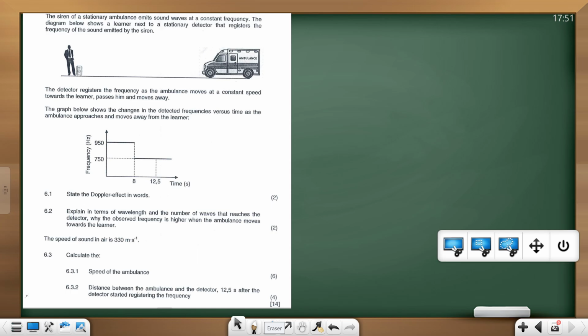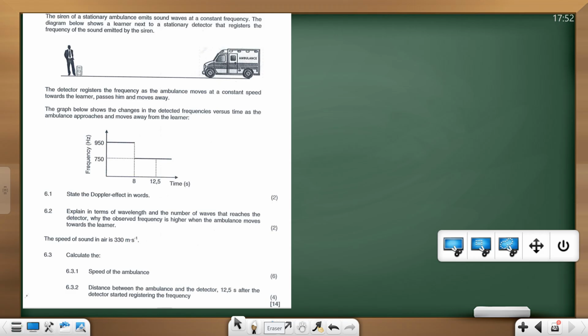The siren of a stationary ambulance emits sound waves at a constant frequency. The diagram below shows a learner next to a stationary detector that registers the frequency of that. The detector registers the frequency as the ambulance moves at constant speed. Please put this note down and remind me: graphs when the speed is changing.